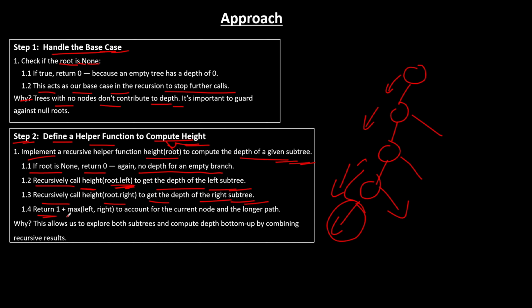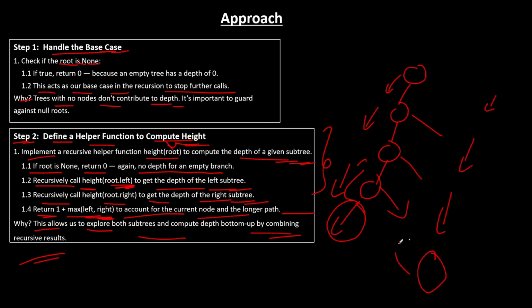We return 1 plus maximum of left and right to count the current node and the longer path. This is the thing which we discussed in our intuition approach also. This is the exact thing which I wrote here. Now, why this? Because this allows us to explore both subtrees and compute depth bottom up by combining recursive calls. Fine. What we are doing here is a bottom up approach, because first we are going to the bottom, we're finding a value, and we're returning it to the topmost path. Fine. So that's the thing.